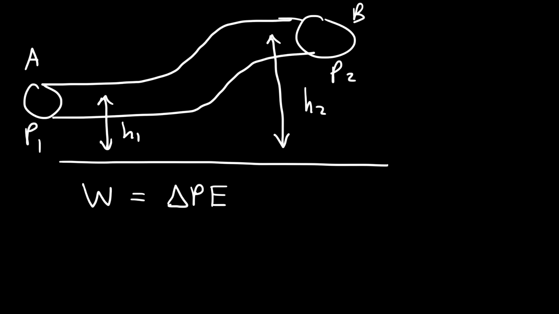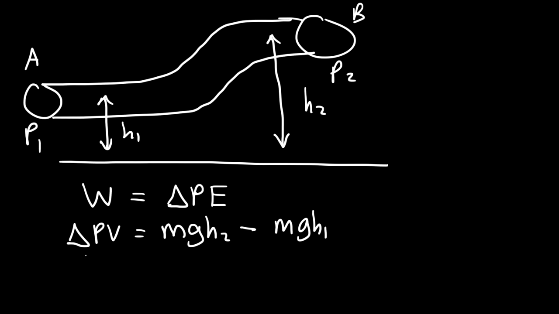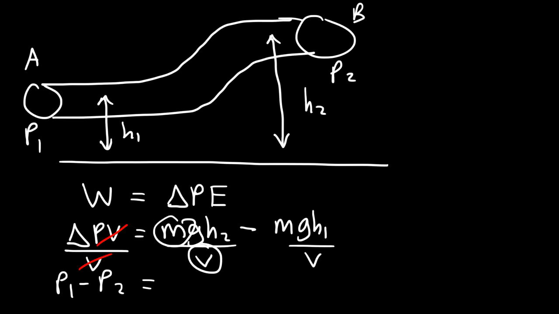So the work done by pressure is going to be the change in pressure times volume. And the change in potential energy is going to be the final potential energy minus the initial potential energy. So mgh2 represents the final potential energy. mgh1 represents the initial potential energy. Next, we need to divide every term by the volume. So the change in pressure is P1 minus P2. And as we saw before, mass over volume is density. So we're going to have rho gh2 minus rho gh1.